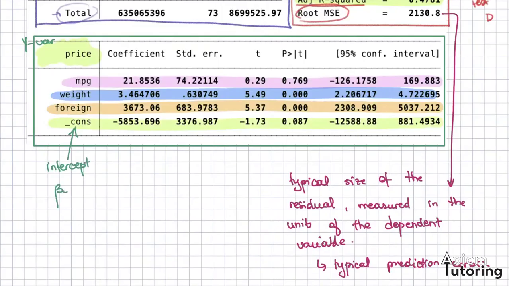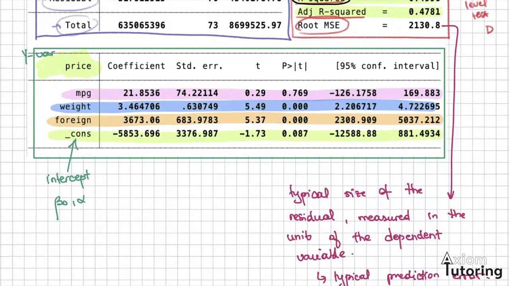This is basically your beta null or your alpha, as you've been calling it in the previous videos. Okay? And as we said, all the information regarding that particular estimation is in that particular line. So let's look at each bit of information that you have for each of these variables by now looking at the columns.